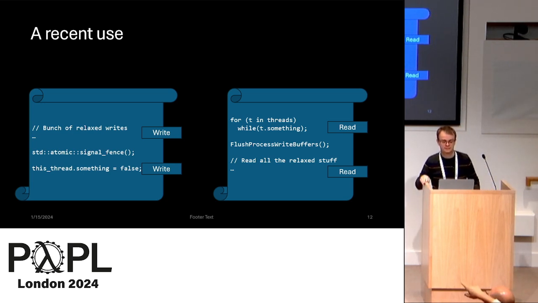Can you use non-atomic writes instead of relaxed writes? Is there any race on the relaxed writes? I think there are races. There's probably races everywhere. There's always races.